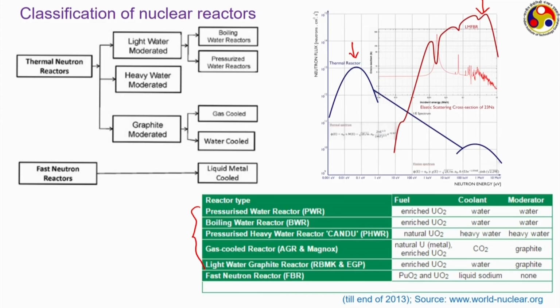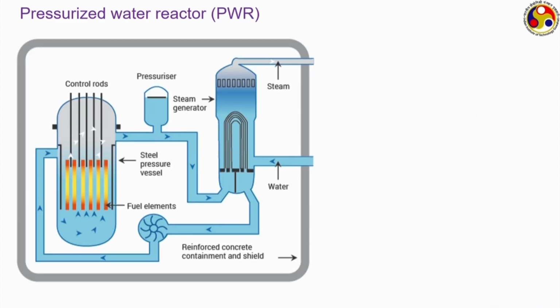And we can also see that in the first two, that is PWR and BWR, water acts as both moderator and coolant, whereas in the case of the pressurized heavy water reactor, heavy water is used as both moderator and coolant. In the case of the gas cooled reactor, the moderator is graphite and the coolant is a gaseous material like carbon dioxide, and in the light water graphite reactor, the coolant is water, but the moderator remains graphite. Now, the first one, probably the most common one, is the pressurized water reactor or PWR.